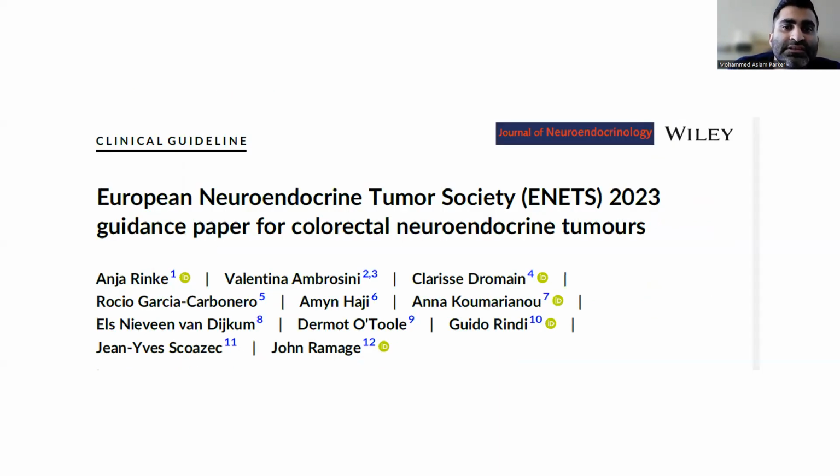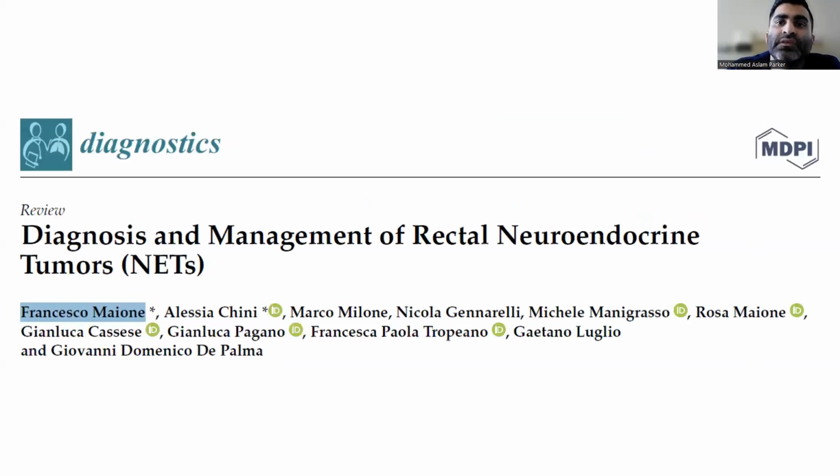Then also there's an ENETS paper that came out last year, from the European Neuroendocrine Tumor Society. It's a good guidance paper on specific colorectal neuroendocrine tumors. And then there's a paper in Diagnostics on the diagnosis and management of rectal neuroendocrine tumors.